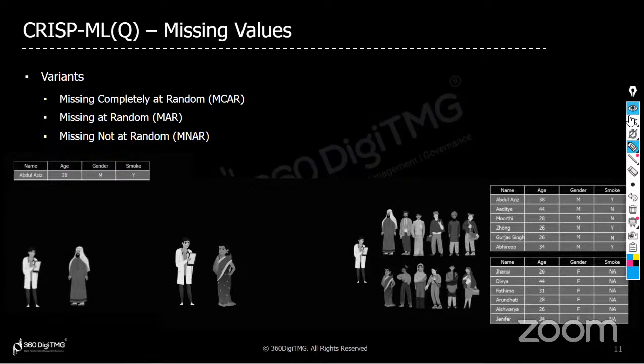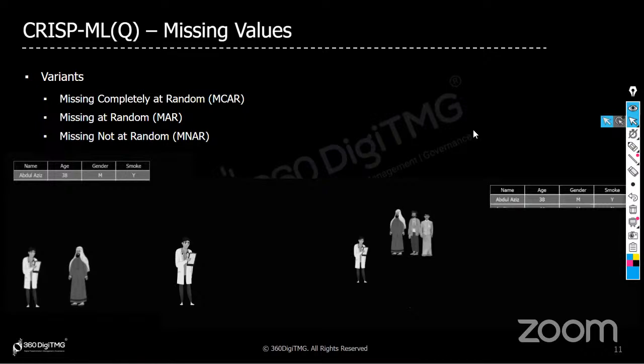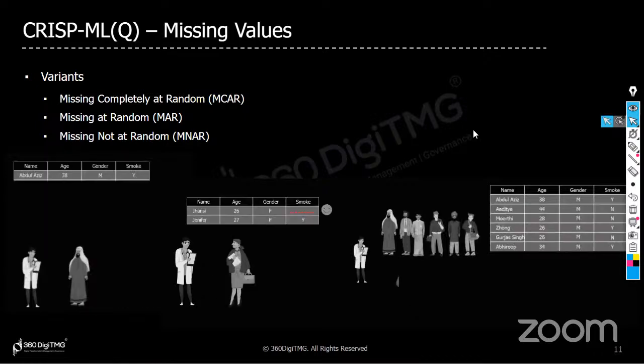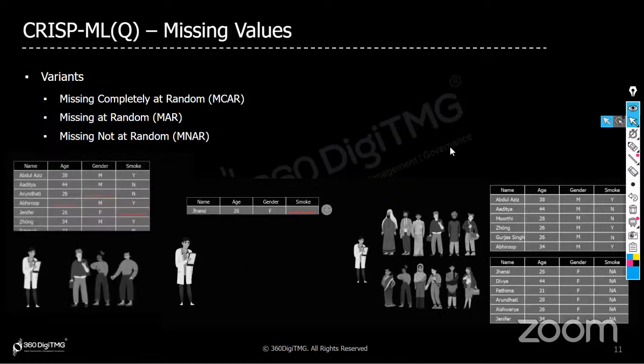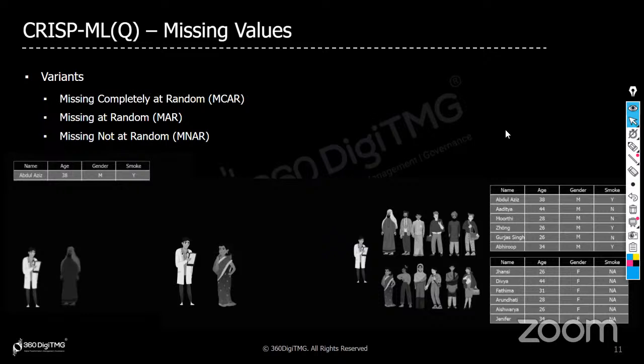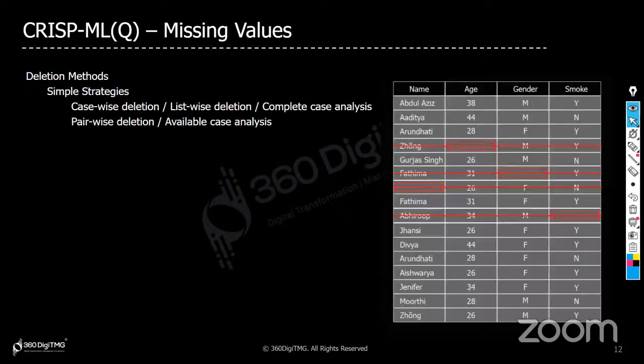So if you have missing values in your data, how can you handle those missing values? So check it out. Okay, let me just move on to the next slide. So when you have missing values, you can simply go for deletion methods. Under the deletion methods, you have simple strategies. First we will talk about the case-wise deletion.